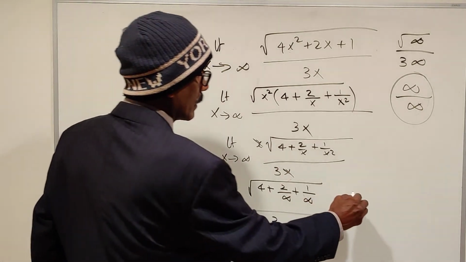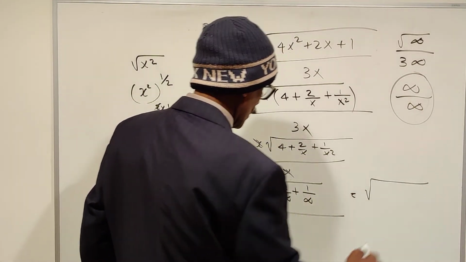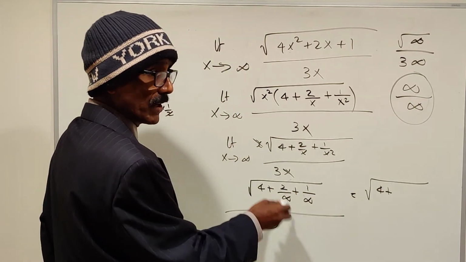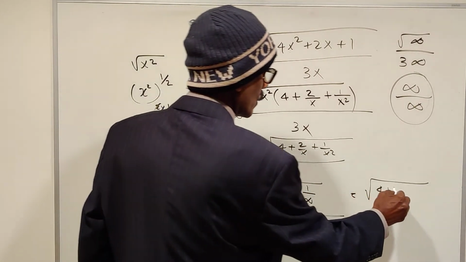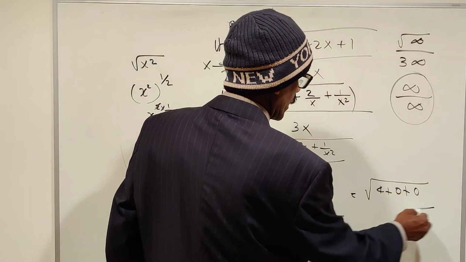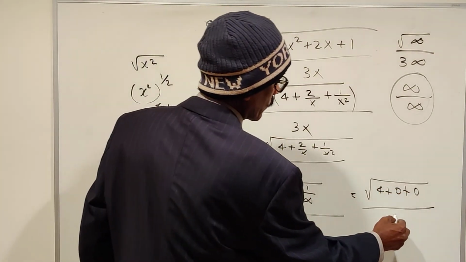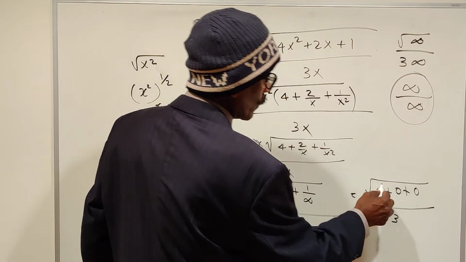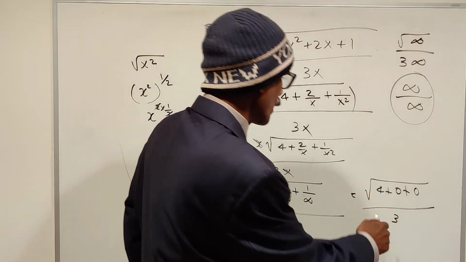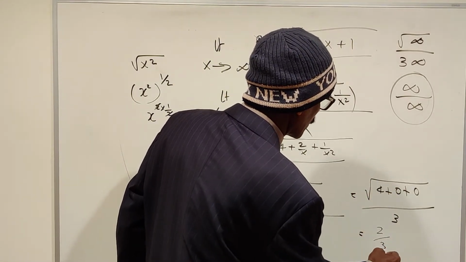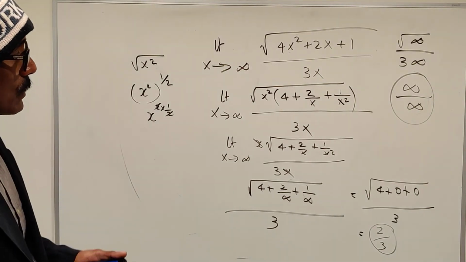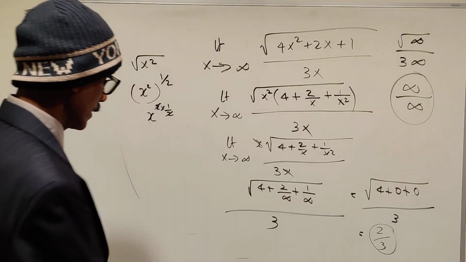So the answer is square root of 4 plus 2 by infinite, which is 0, plus 1 by infinity, which is also 0, divided by 3. So what is the square root of 4 plus 0 plus 0? 4. Square root of 4 is 2. 2 divided by 3 is the answer.